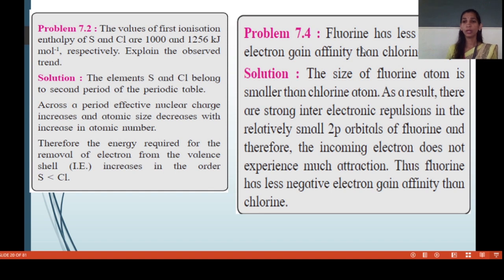The next one: fluorine has a less negative electron gain enthalpy than chlorine. Why does this happen? If we consider the size of the fluorine atom, it is smaller than that of chlorine. As a result, there is strong inter-electronic repulsion in the relatively small 2p orbital of fluorine, and therefore the incoming electron does not experience much attraction. Thus fluorine has a less negative electron gain enthalpy than chlorine.